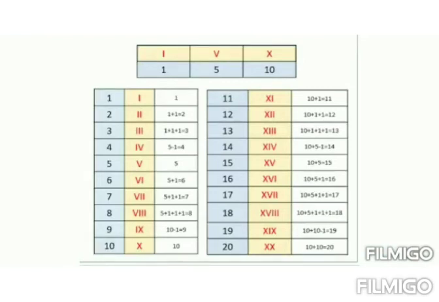Now we will see how to write 11 to 20. For writing 11, we can add to the right by writing 10 plus 1 using rule number 3. That is XI equals 10 plus 1, 11. For 12, we will use XII equals 10 plus 1 plus 1, 12. For 13, we can write XIII by adding 10 plus 3. For 14, we will use XIV, that is 10 plus 4 equals 14. For 15, we will use XV, that is 10 plus 5 equals 15.